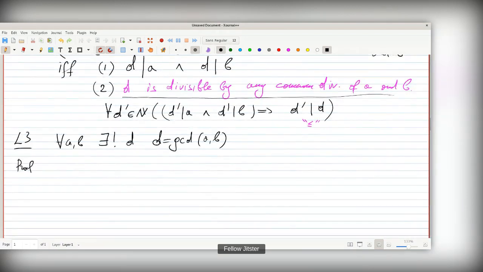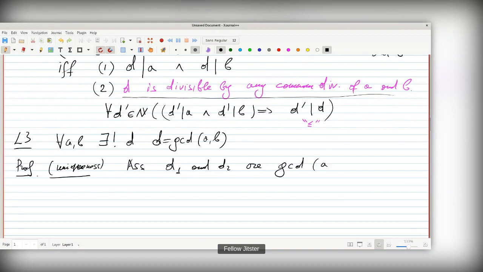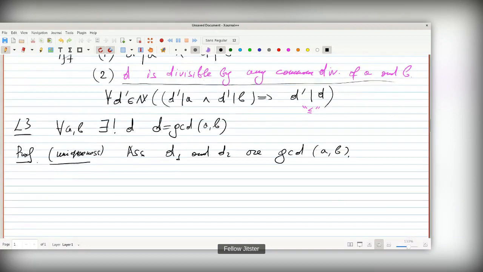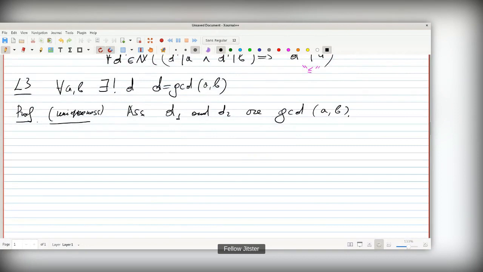First of all, we shall prove uniqueness and then existence. So for uniqueness, assume that d1 and d2 are greatest common divisors of a and b, both. Everyone is the greatest common divisor. What do we have then? You know, d1 is a common divisor.